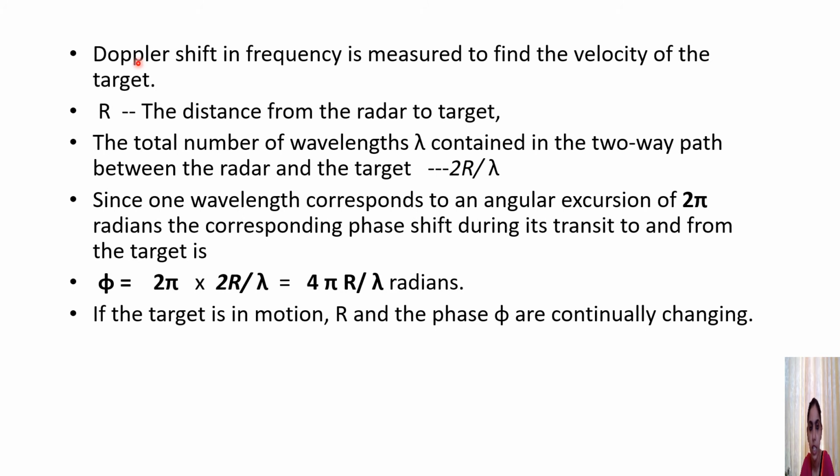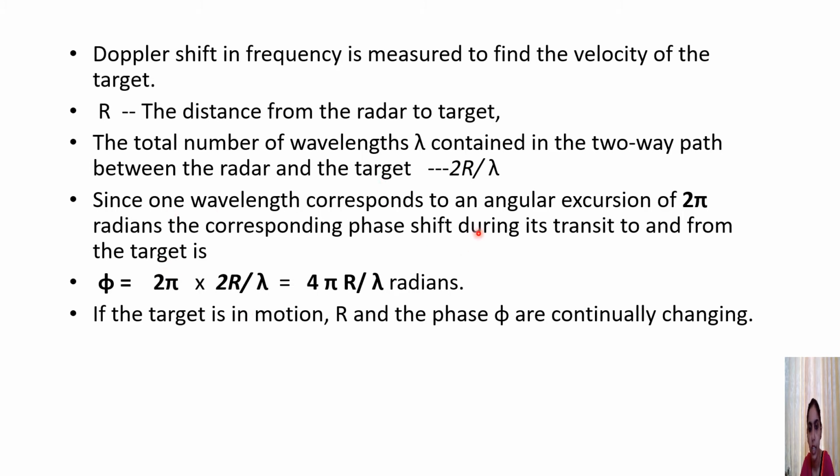When we are considering the Doppler shift in frequency, we can consider the distance from the radar to the target as R. We have a two-way propagation, that is from the transmitter radar to the target, then the echo signal back to the receiver side. So the total distance we can consider as 2R. The total number of wavelengths lambda contained in the two-way path between the radar and the target can be expressed as 2R by lambda.